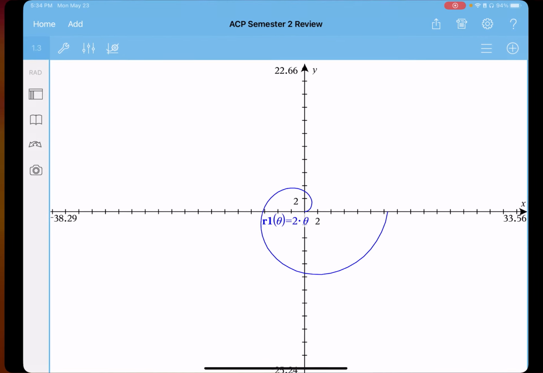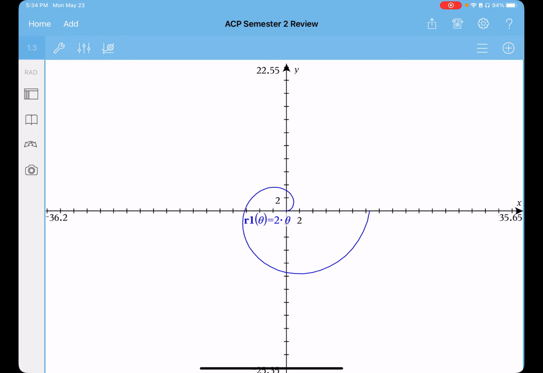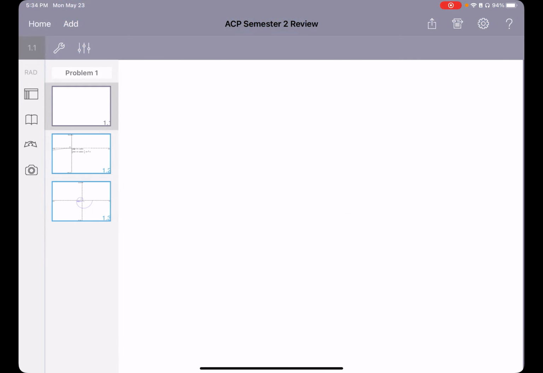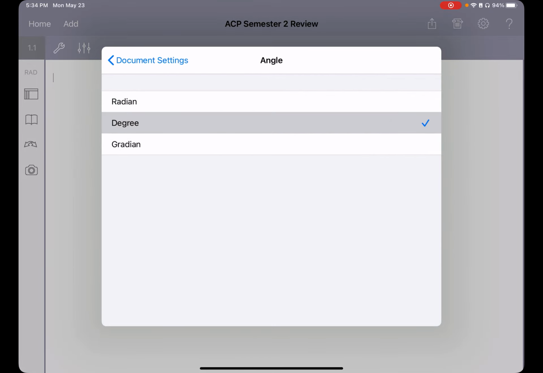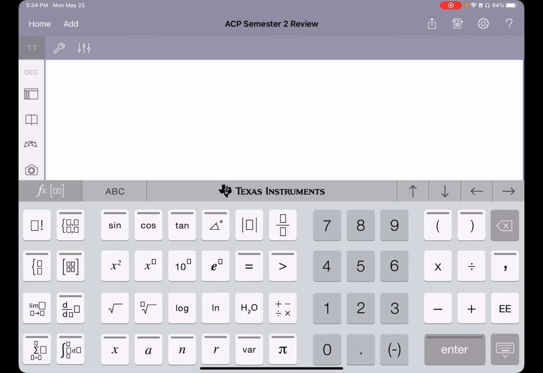So let's go to the calculator. And notice that those angles, 0 degrees and 60 degrees, they're in degrees. So your calculator has to be in degrees. So I'm going to change my settings to degrees. And then I'm going to start typing. So we have 200 cosine 0 plus 100 cosine of negative 60 degrees. Press enter. Then we have 200 sine 0 plus 100 sine of negative 60. Press enter.